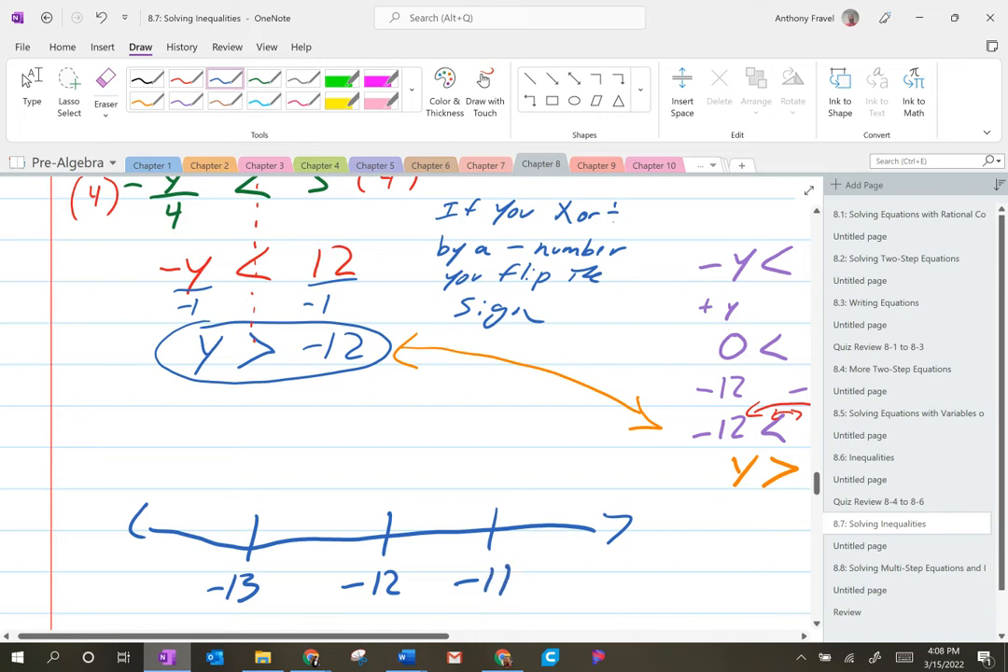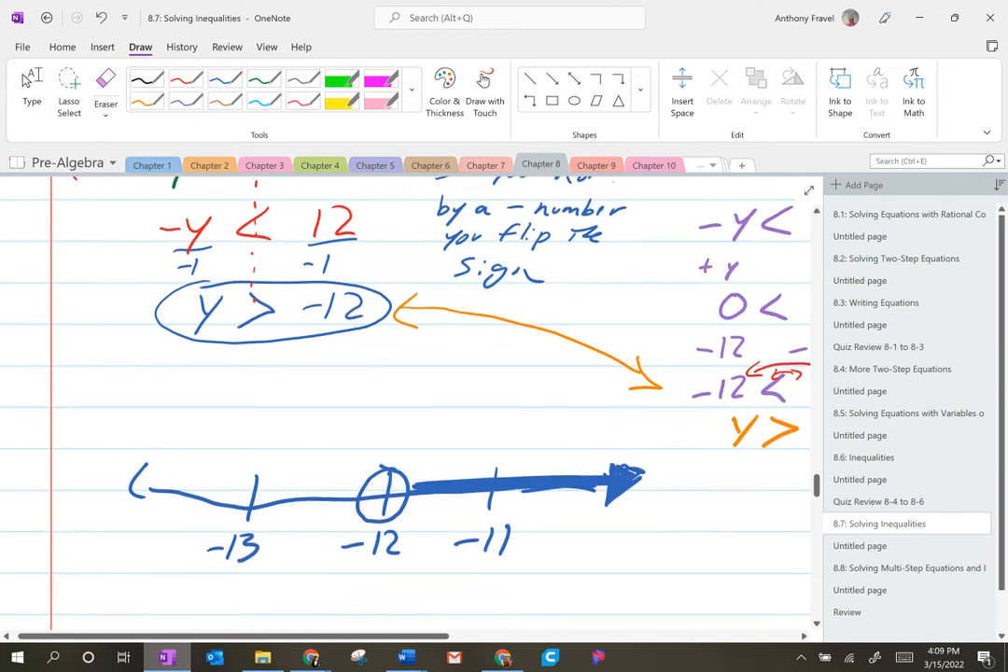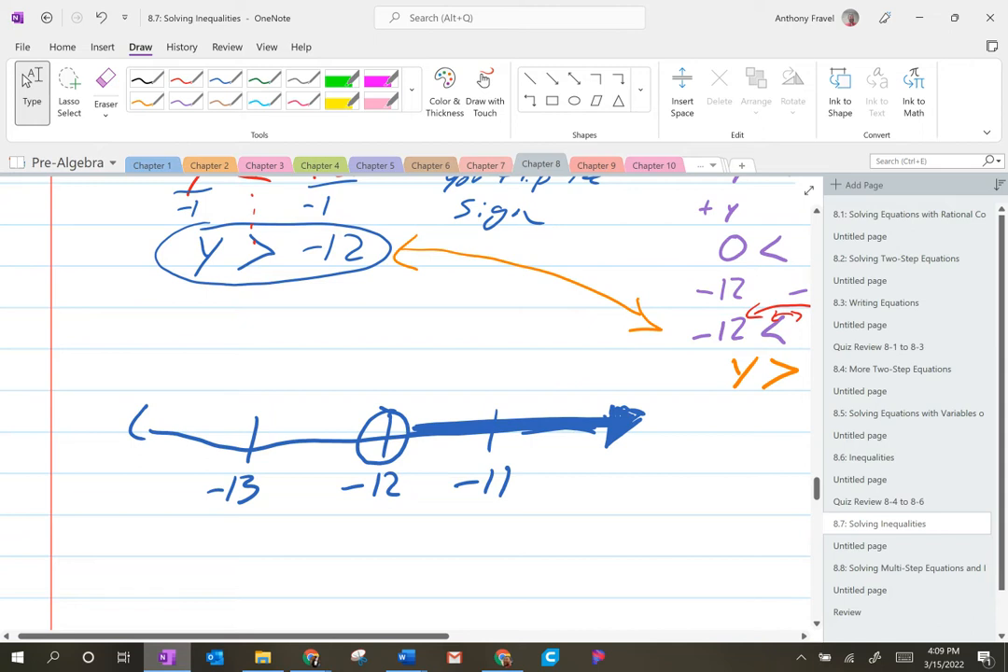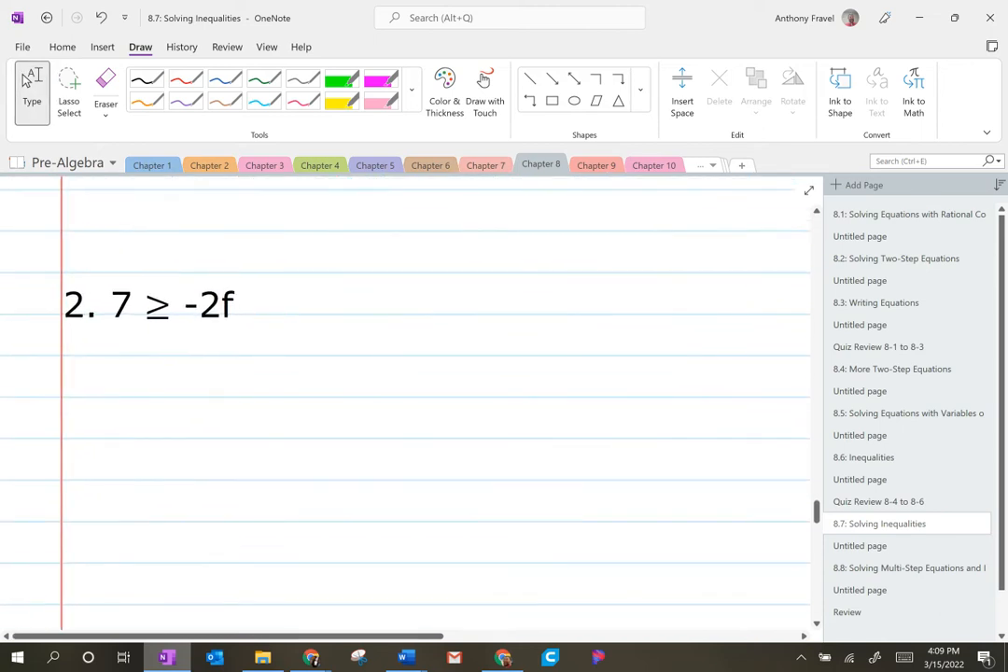This says greater than negative 12, so it needs to be an open circle. And it's saying greater than. Also, it looks like that arrow is pointing to the right, so I will shade everything in to the right. Point it this way. And that's going to be my answer. So y is greater than negative 12. I solved it, put it on a number line. That's what I get for an answer. Okay. On to example number 2.